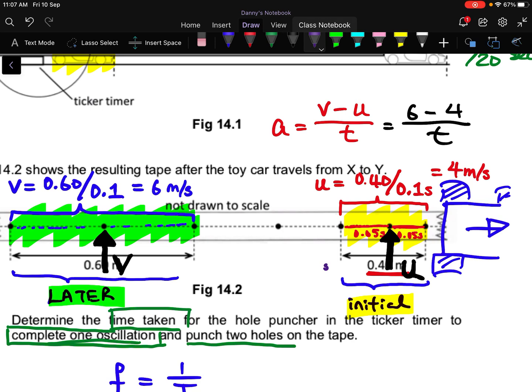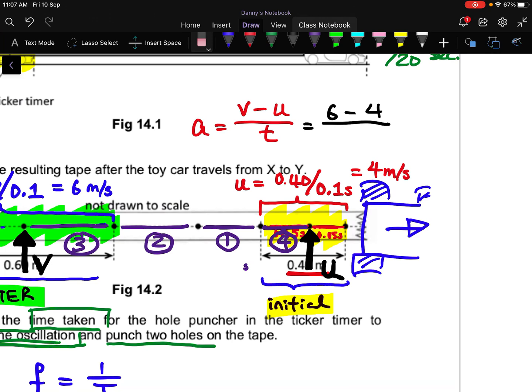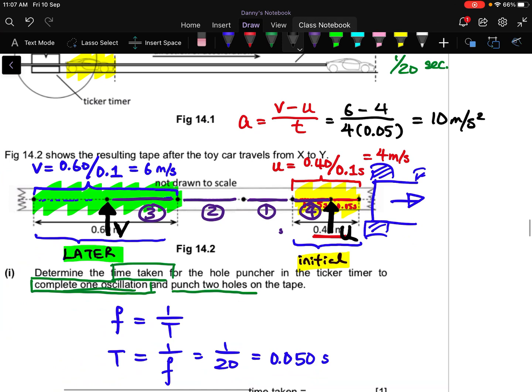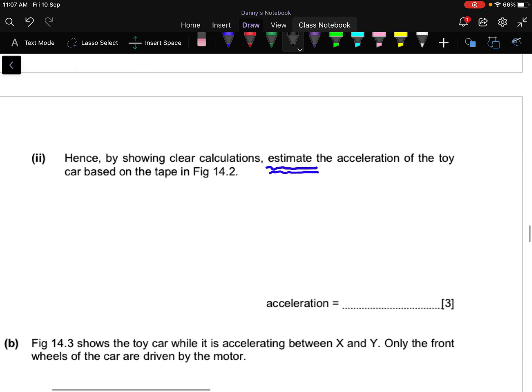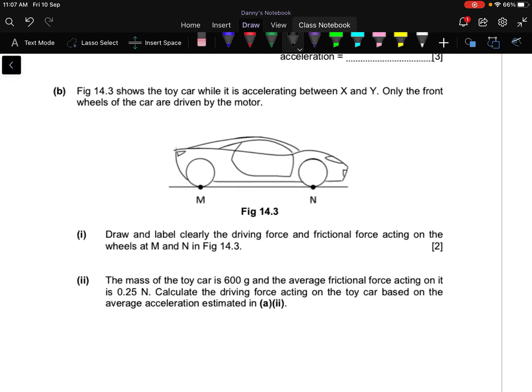So how much time is taken to change the velocity from U to V? Well, that duration is given by 1 gap, 2 gap, 3 gap, and I almost forgot 4 gap. Correct or not? So now with this, I will be able to tell that my duration here is 4 gap. Each gap will take 0.05. And with this, I will be able to find that my acceleration is equals to 10 meters per second square. So that's how you do it for your part 2.